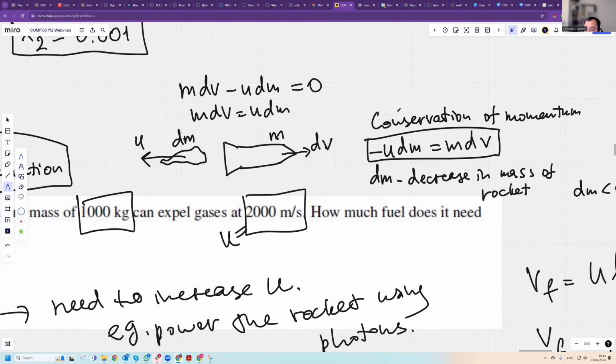Now, all you need to do is integrate the equation between the limits, and the limits are the starting and the final values of v, and the starting and the final values of m. The rocket starts heavy and ends up small. It starts with 0 speed and ends up with speed vf.